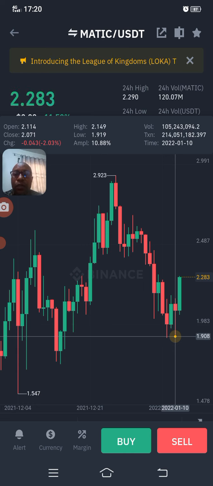Yes, because void must be covered. It must come back to the original place. If possible, doing 70 or 80% of what it has bought. It will always come back to that region again and test it again. So if you have this at the back of your mind while trading, it will really help you in your technical analysis.